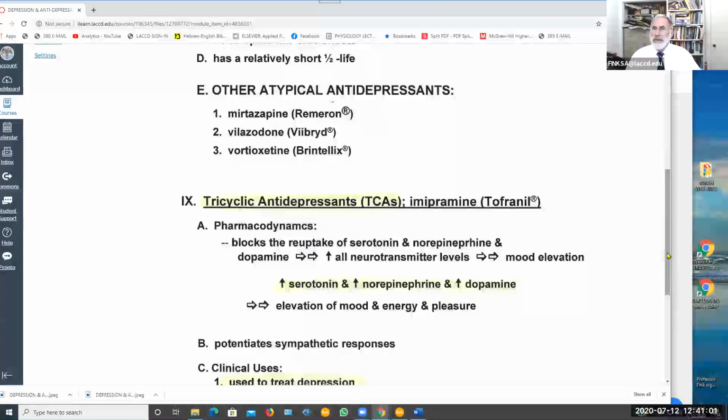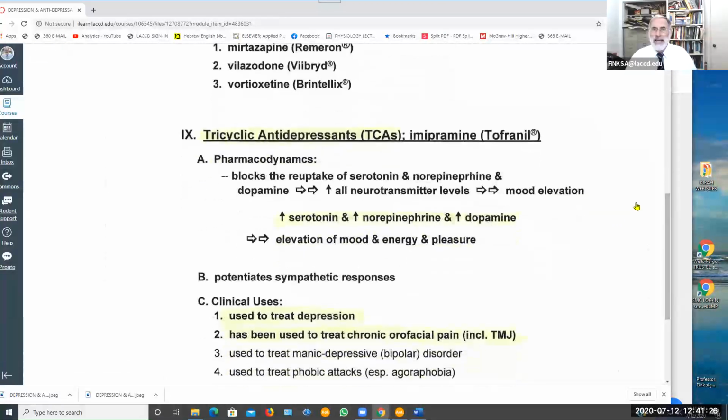Now, incidentally, I'm not asking you to memorize the names of all these drugs. Just be aware of some of these different categories or classes of drugs that are used as antidepressants. The next class that's used for severe clinical depression, chronic depression, are the tricyclic antidepressants. They basically raise all of the neurotransmitter levels, including serotonin, norepinephrine, and dopamine, elevating mood, energy, and pleasure levels.